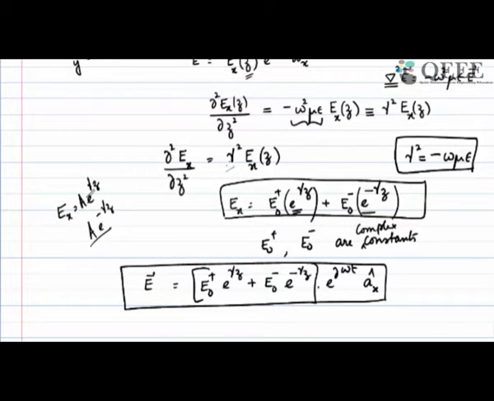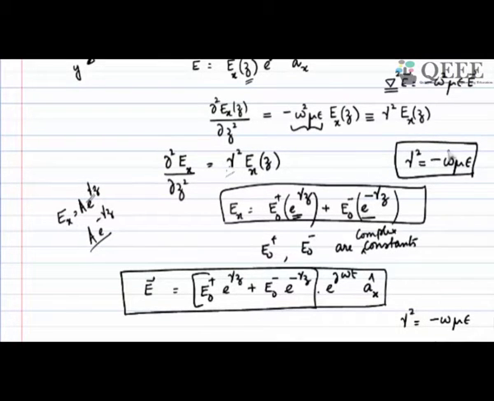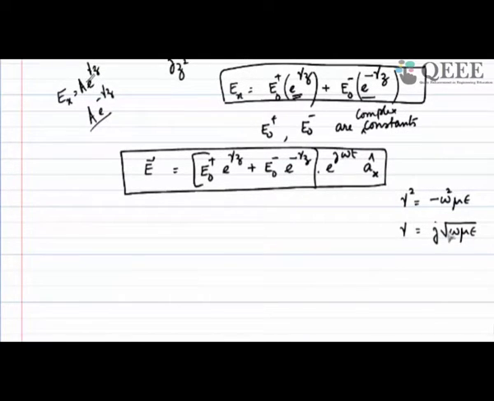Now the question is, we need to bring in some physical understanding for this solution. What does it actually mean to say that the solution is this complicated looking mathematical expression? To understand the meaning, let's first figure out what this gamma square is. Gamma square is minus omega mu epsilon, which means gamma is square root of minus 1, which is j root omega mu. Well, I made a mistake here. This is omega square. So this is omega square. So this is j omega root mu epsilon.